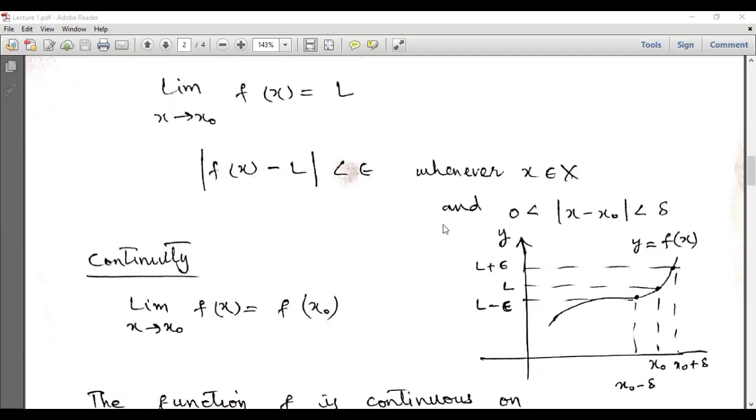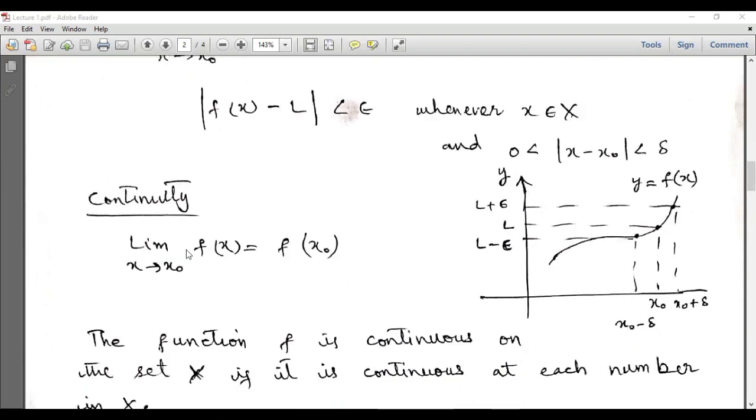So these are the axes, these are the values along the y-axis, and this is the error, or these are the values along the x-axis. So you can see this is x naught, and this is x naught minus delta, this is x naught plus delta. So there will be some specific value of the tolerance for the x-axis and some specific value of the tolerance or the error for the y-axis.